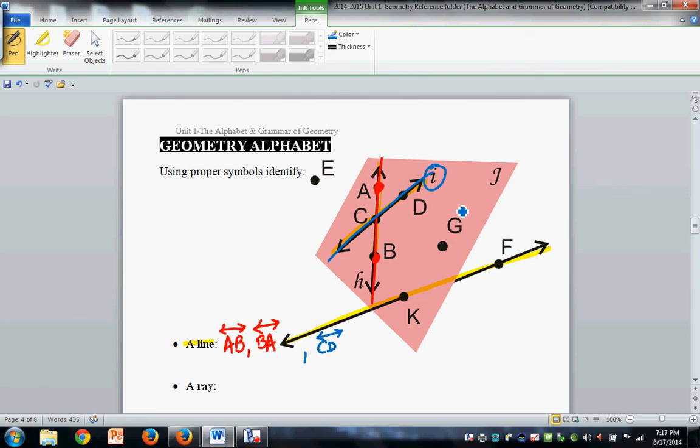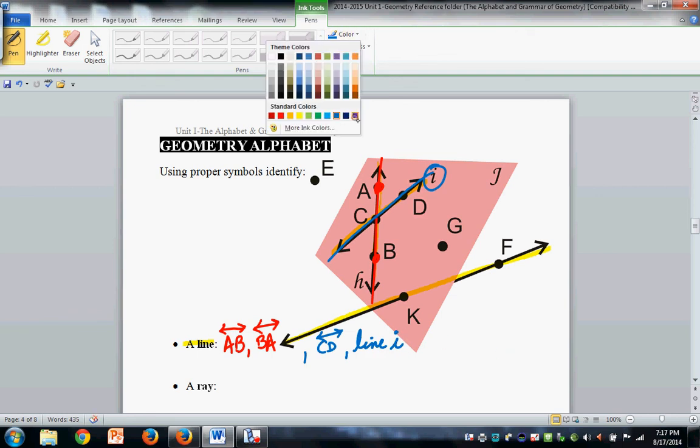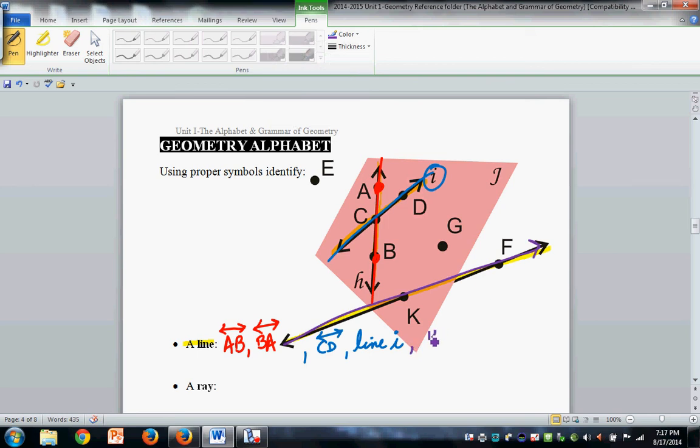Or notice it has a lowercase cursive letter right at the end. I could also call that one line I. For this big long line here, I could call that KF. And again, you must have the little double arrows. So all of those would be considered lines.